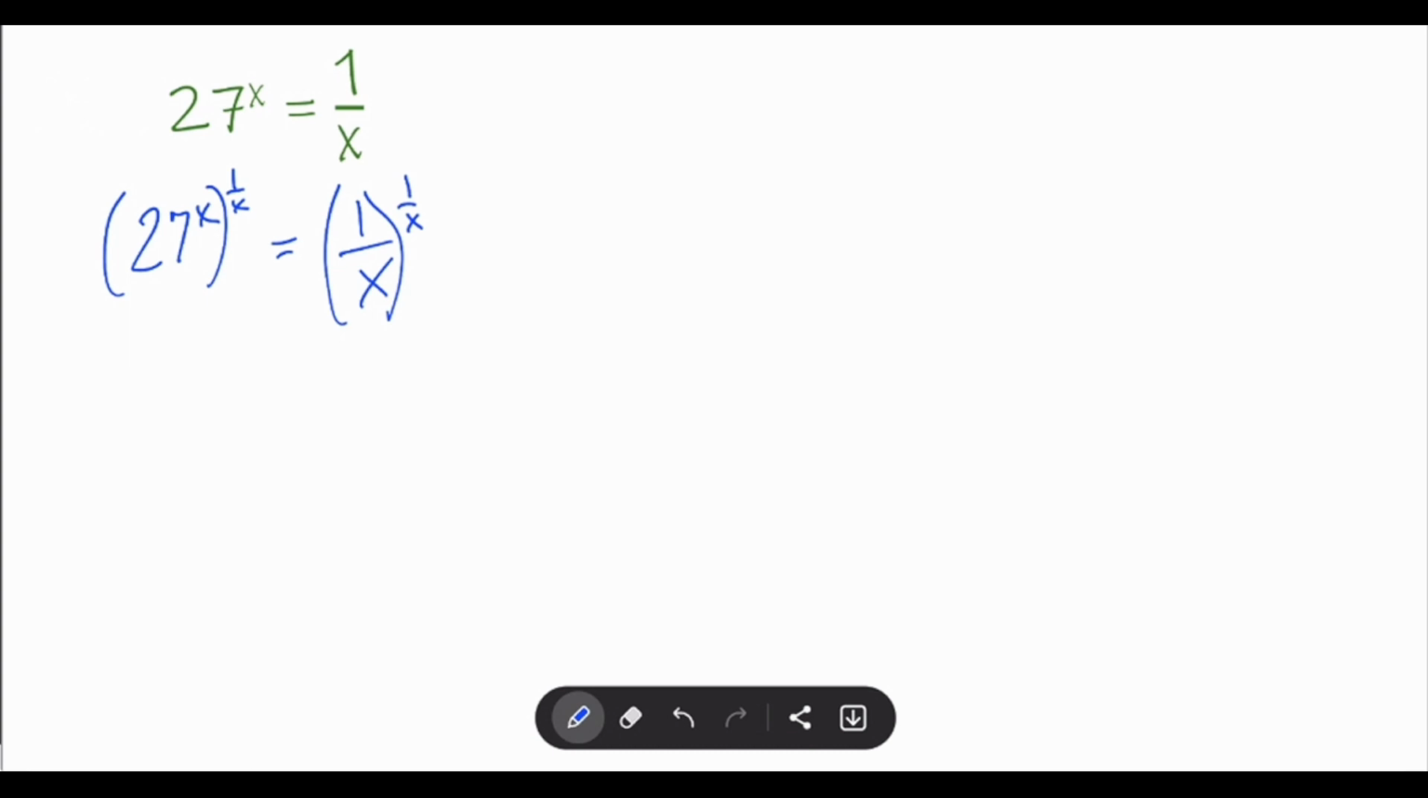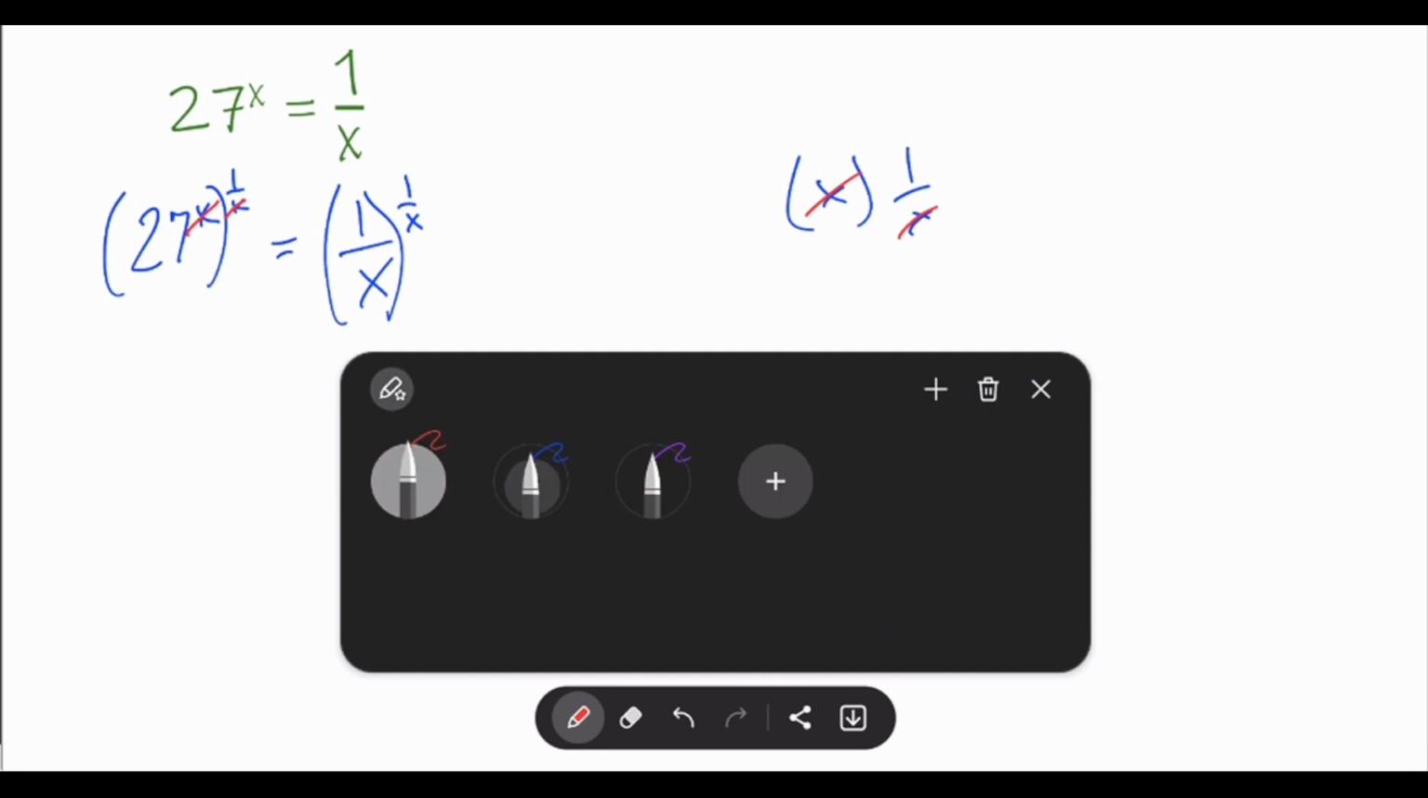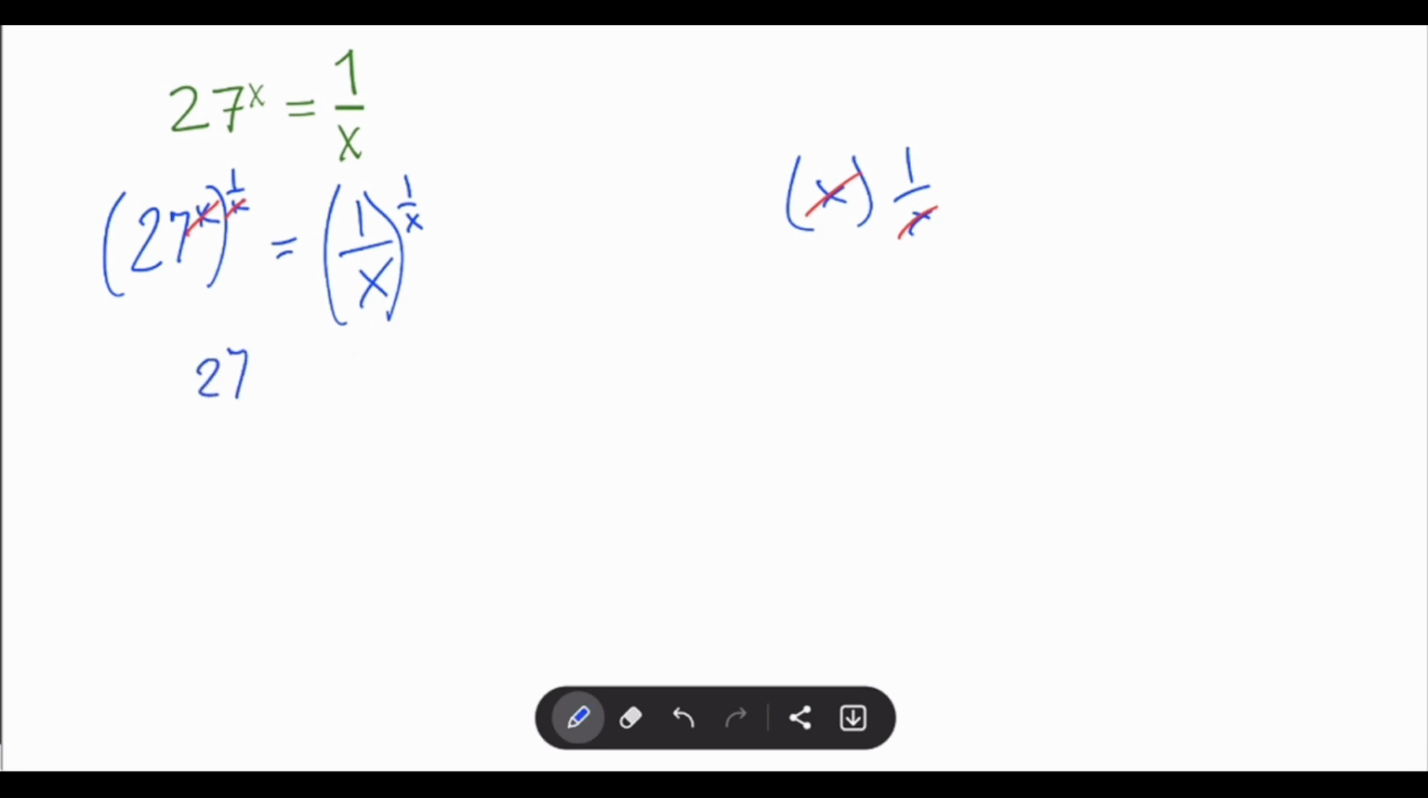So now we know that x times 1 over x, we cancel the x, and what's left is only 1. The same thing here, the exponents will be cancelled. So what's left is 27 to the power of 1, or just simply 27. On the other side, it is now having an exponent of 1 over x, which is similar to itself. So how do we solve for x if it's like this?